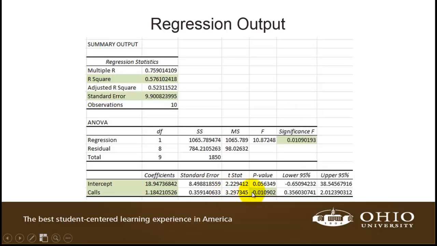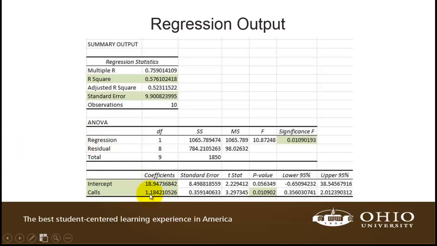This t-test down here tests the same thing. It tests a hypothesis that b is 0 because b is the coefficient for the number of calls made. So whether we use the f-test or the t-test in simple linear regression, we arrive at the same conclusion.